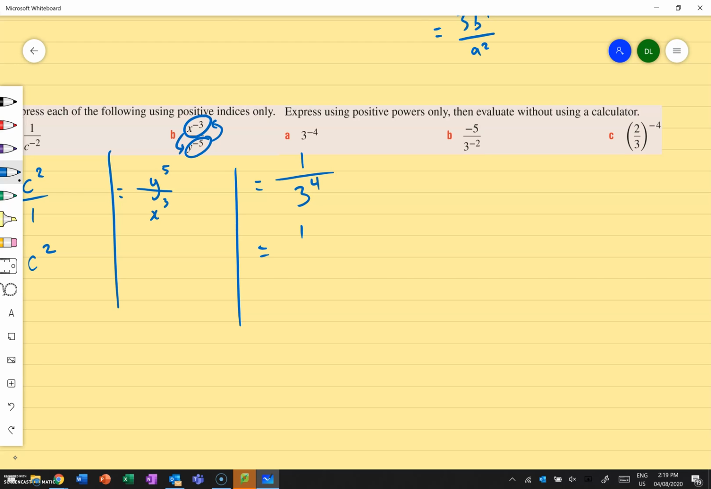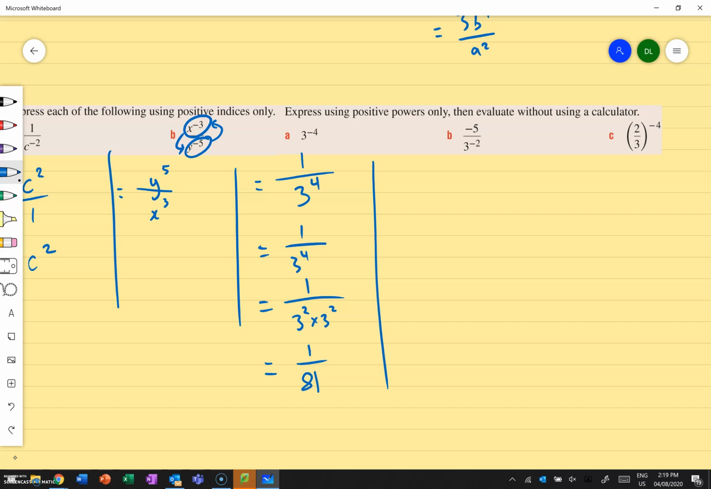Now, from there, I know that 3 to the power of 4, now you could use a calculator, but I know that 3 to the power of 4 is the same as, and this is using your understanding of your index laws that we learned before, same as 3 squared times 3 squared, because you just add the 2 and 2 together, right? 3 squared is 9, so 9 times 9 gives me 81.